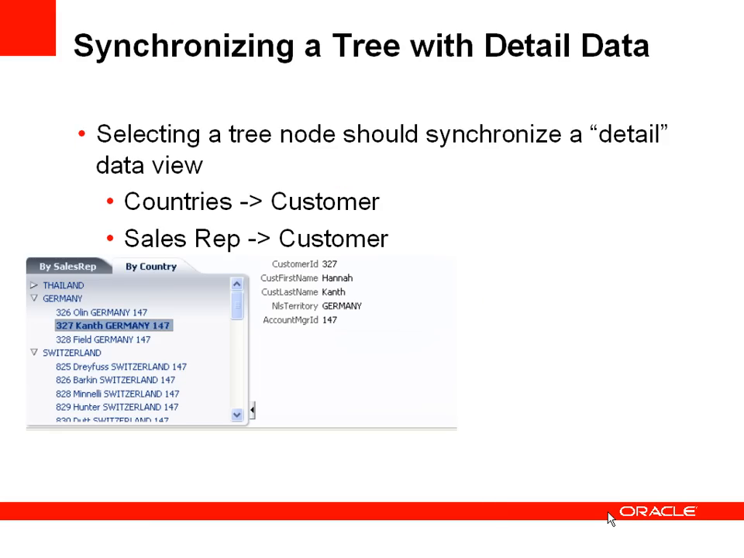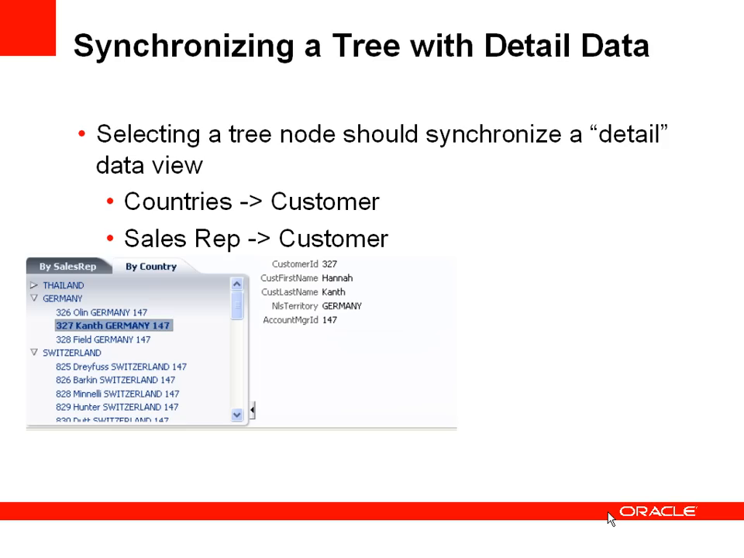So let's look at a common example you might see where you have a UI tree control, and selecting an item on that tree control should synchronize and show detailed data for the node that you've just selected. So for example, we might have a tree control showing a list of countries, and selecting one of the nodes where we can see a customer would show the details for that customer.